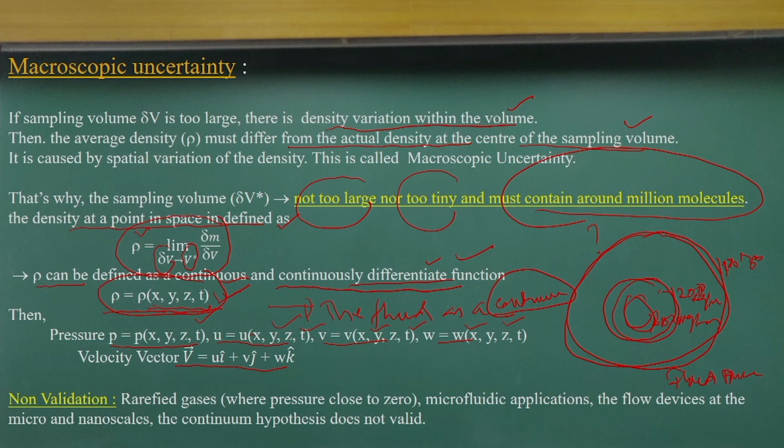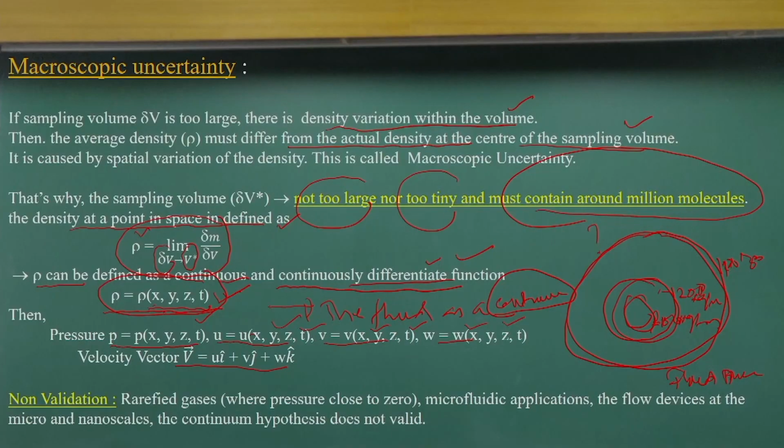That means we do the analysis of the sampling volume in such a way that the randomness behavior of the fluid molecules and their collisions do not give any uncertainty at the microscopic and macroscopic scales. But in some cases we cannot apply the continuum hypothesis for the fluid.